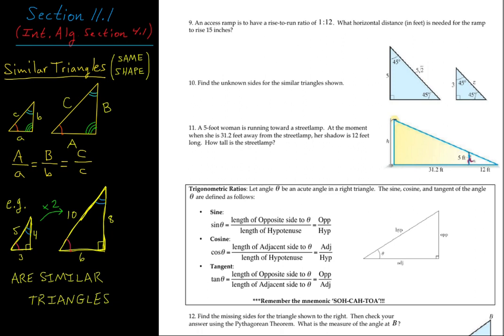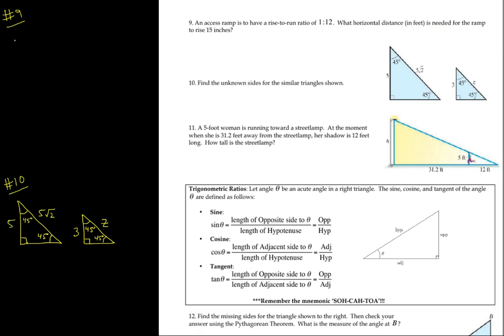So now let's jump into question 9 next. This question says you have an access ramp, and it's to have a rise to run ratio of 1 to 12. So this colon notation says that for every 1 unit of rise, there are 12 units of run. What horizontal distance in feet is needed for the ramp to rise 15 inches?